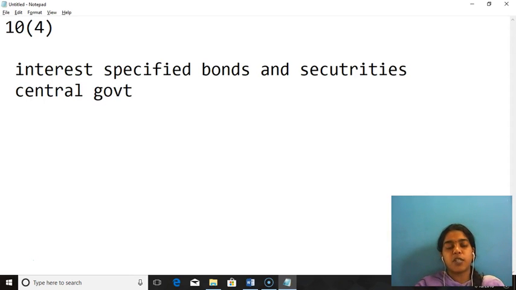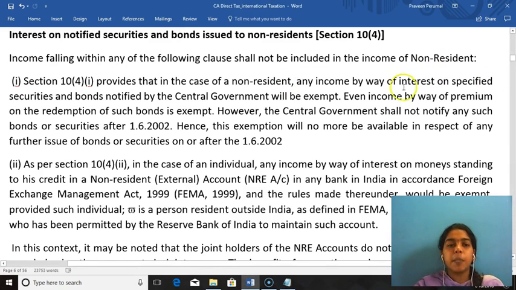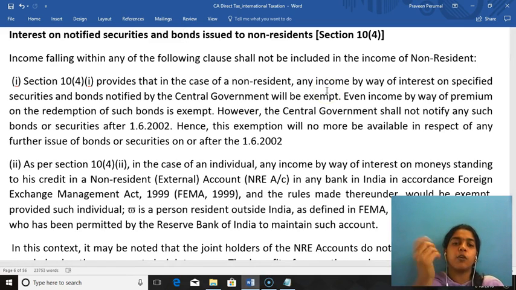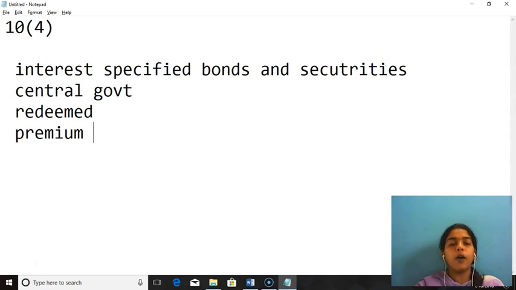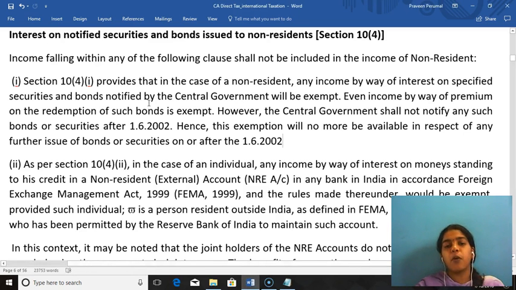So 10 subsection 4 subclass 1 speaks about the interest on specified securities and bonds which are notified by the central government, and that too in the case of a non-resident, should be exempt. Even income by way of premium on redemption of the bond is exempt. Now the specified bond is getting redeemed. So on redemption, the premium on the redemption of the bond is also exempt. Not only the interest, even the income by way of premium on redemption of bonds is exempt, with regard to a non-resident.